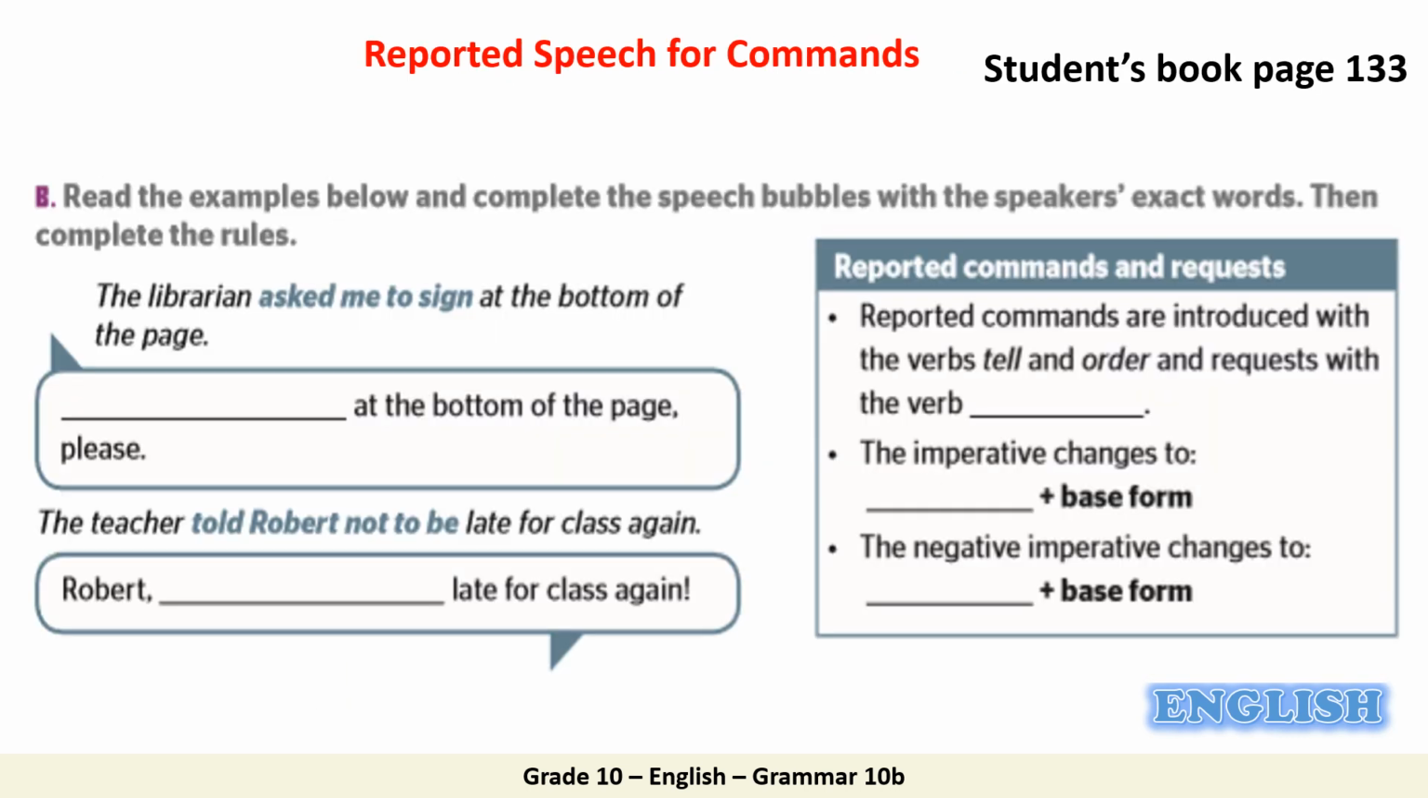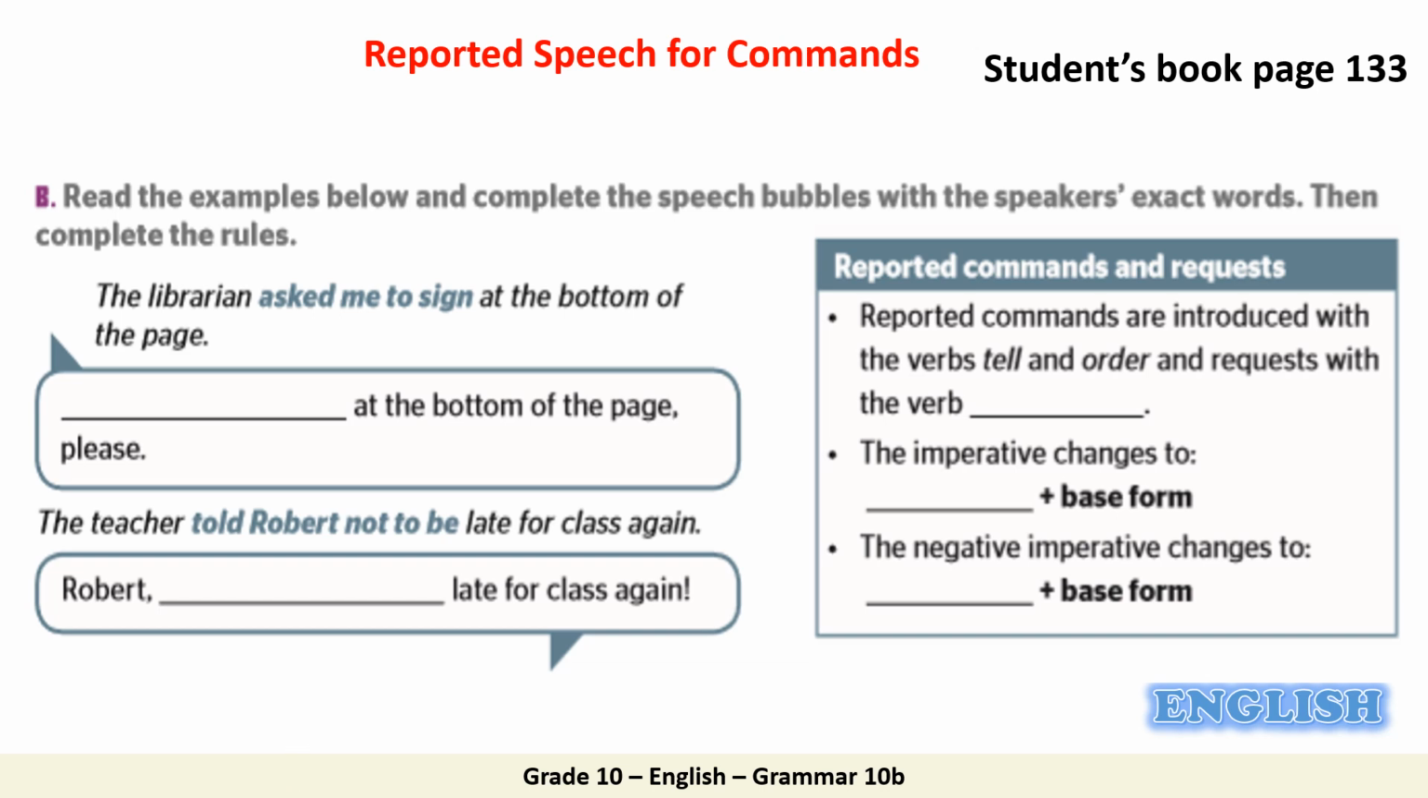Now please open your student books on page 133 and let's move on to activity B. Read the examples below and complete the speech bubbles with the speaker's exact words. Then complete the rules. So we are going to do the following. Here we have the reported sentence and you are going to find out what was the original direct speech. In the same one, you are going to do the same also. So in number 2, you are going to change from the reported speech into the direct speech. So please pause the video and try to do it.